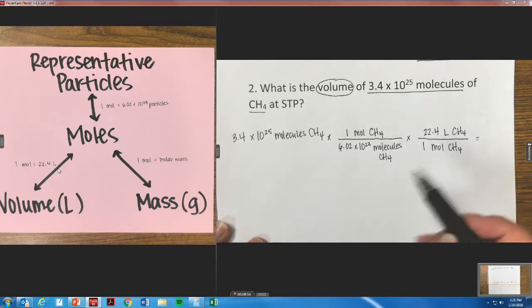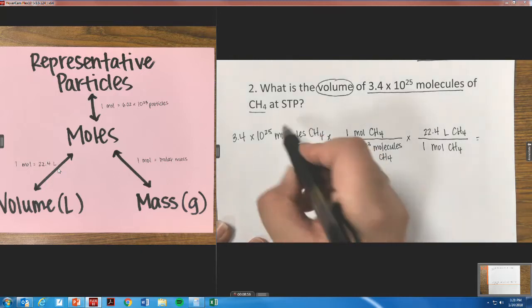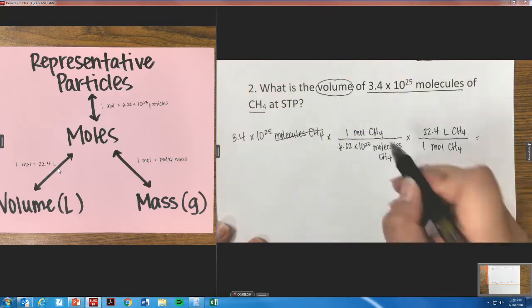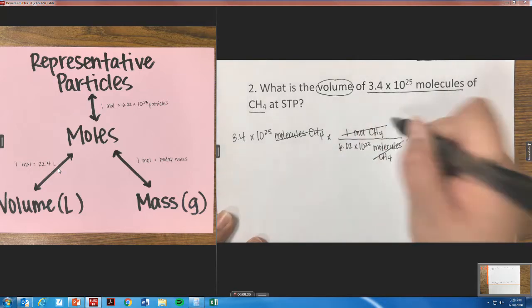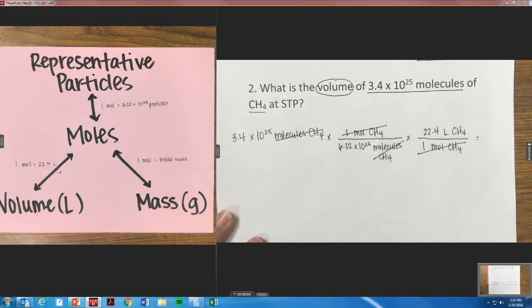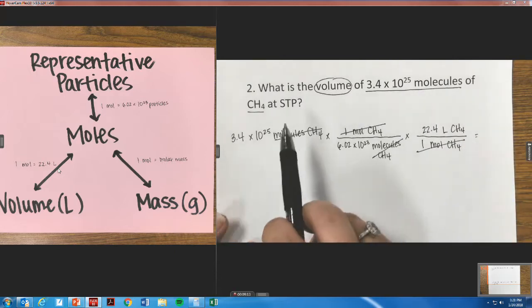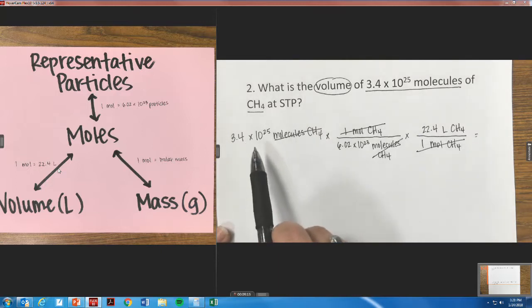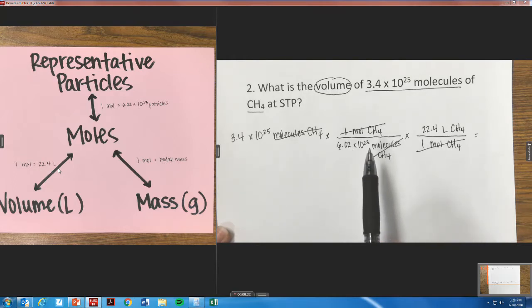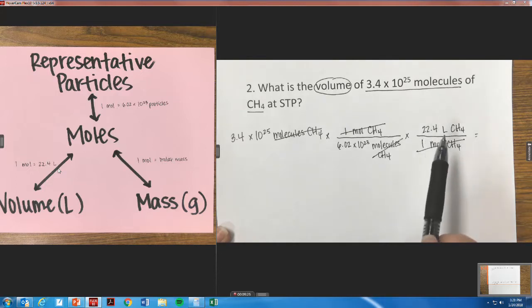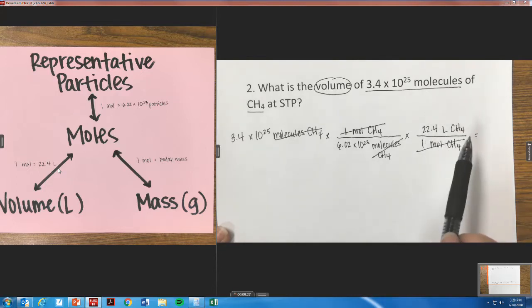Before we solve, we can go ahead and cancel out our units. Molecules of CH4 cancels out molecules of CH4. Your units cancel out. Our 1 mole of CH4 cancels out our 1 mole of CH4. So what we're left with is 3.4 times 10 to the 25th divided by 6.02 times 10 to the 23rd times 22.4 liters of CH4.